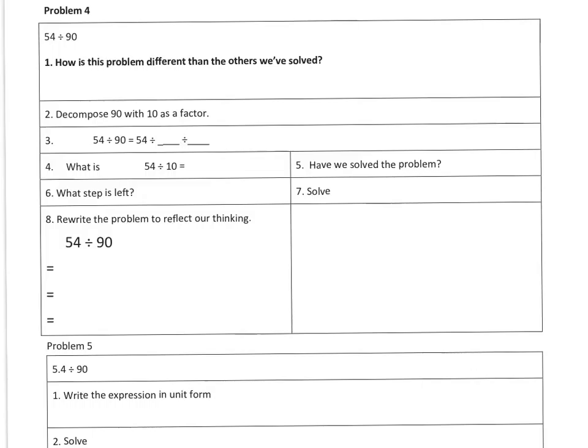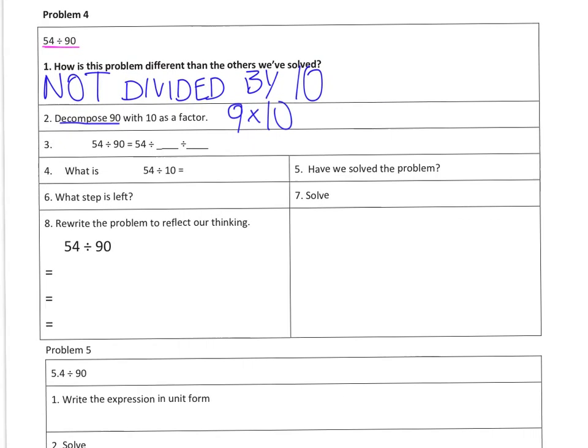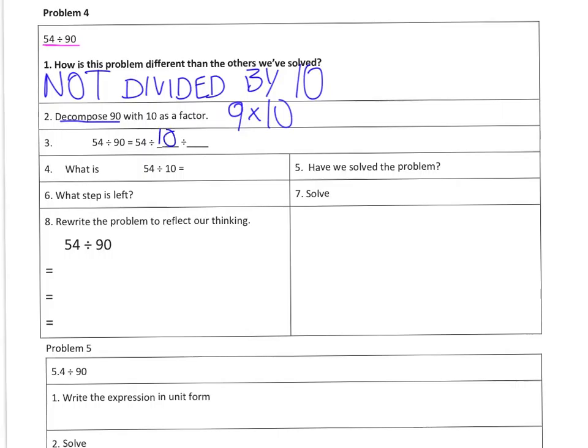So now here with problem 4, things are shifting again. We have 54 divided by 90. So this problem's different because it's not divided by 10. It's not divided by 10, so we have to make it into a problem where we're dividing by 10. So if we decompose 90 with 10 as a factor, we get 9 times 10. So 54 divided by 90 is really 54 divided by 10, then divided by 9. So what's 54 divided by 10? 5 and 4/10. We know because we just have to move that decimal over.